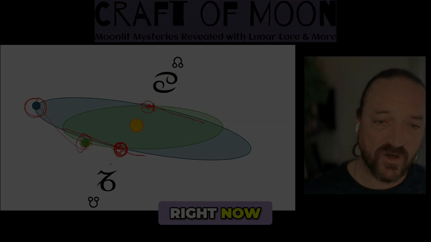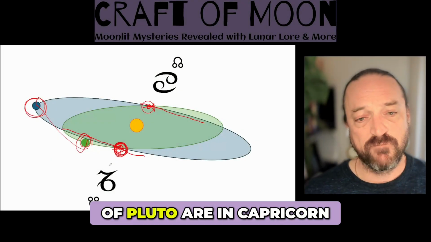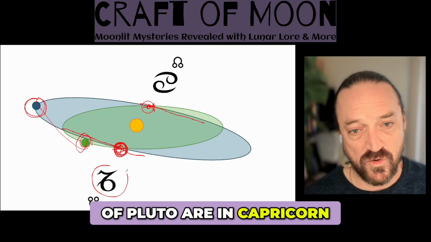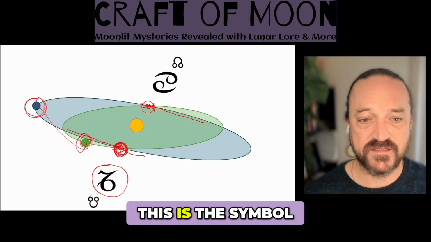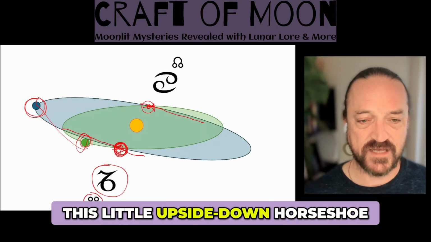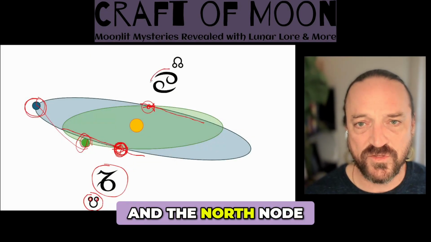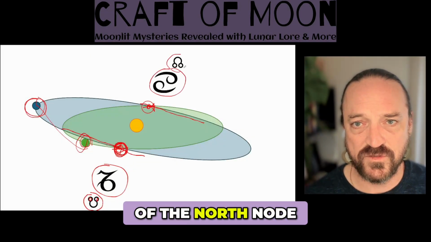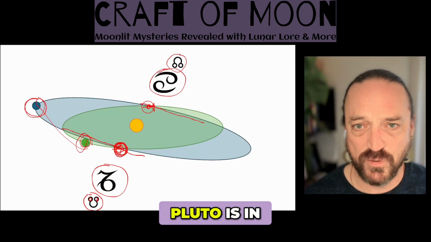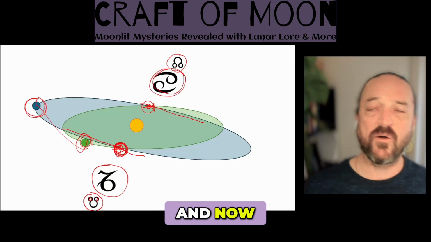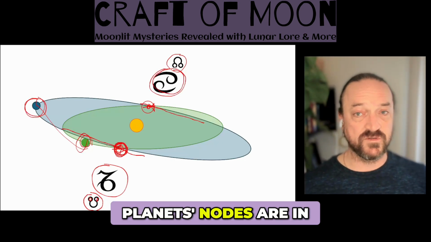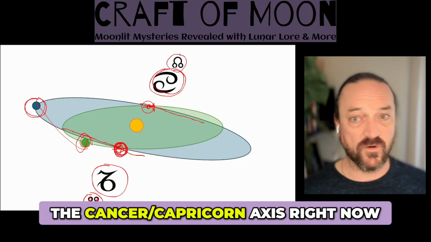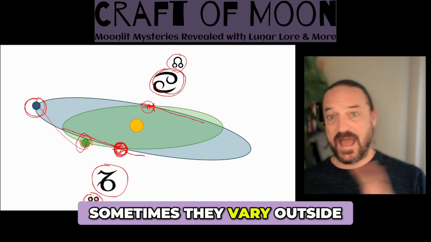Now, right now, the nodes of Pluto are in Capricorn. It's where the south node is. This is the symbol for the south node, this little upside down horseshoe with little loops here. And this is the symbol of the north node. The north node of Pluto is in Cancer. And a lot of the planets' nodes are in the Cancer-Capricorn axis right now. Sometimes they vary outside of that.